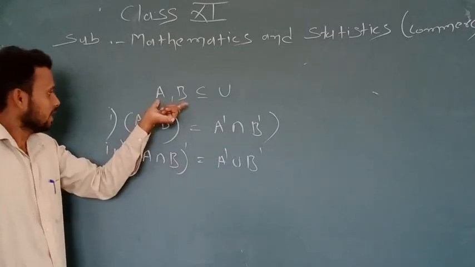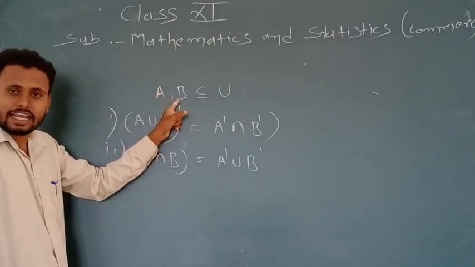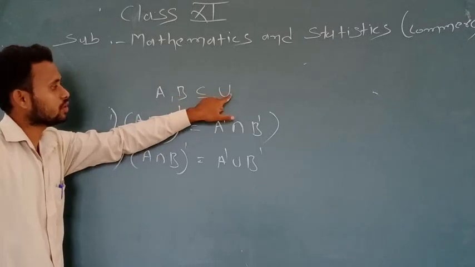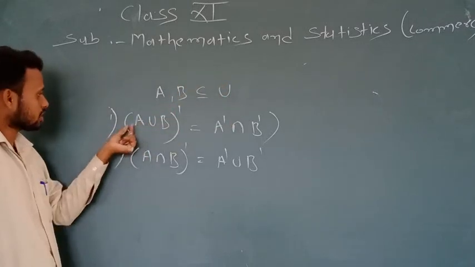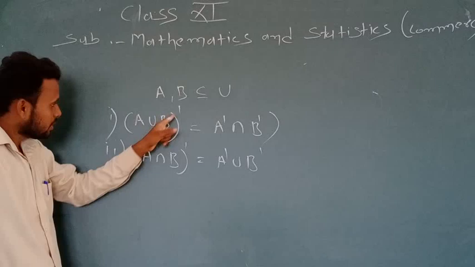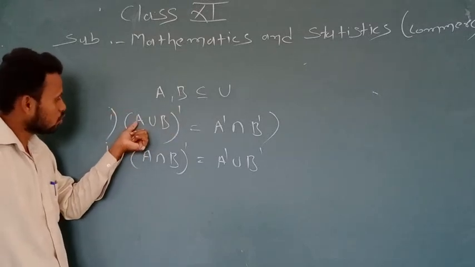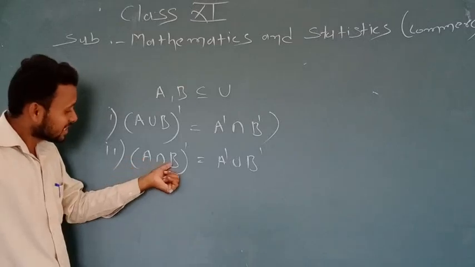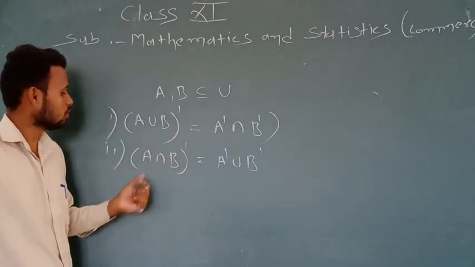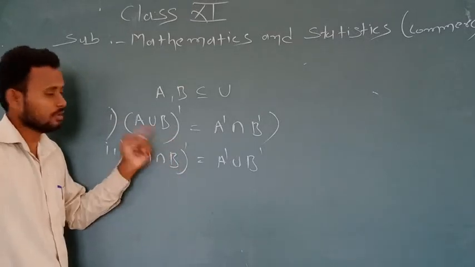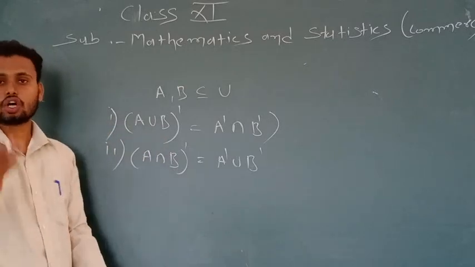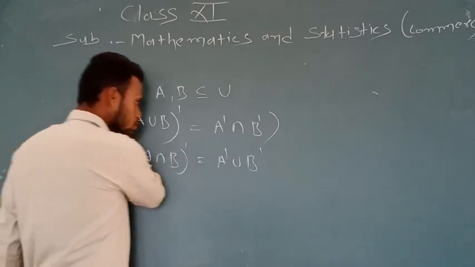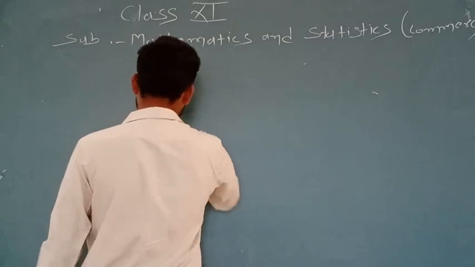De Morgan's law, what does it mean? Suppose A and B are any two subsets of a universal set U, then De Morgan's law states that (A union B) complement is equal to A complement intersection B complement, and the second one is (A intersection B) complement, which is equal to A complement union B complement. That you call De Morgan's law of two sets.